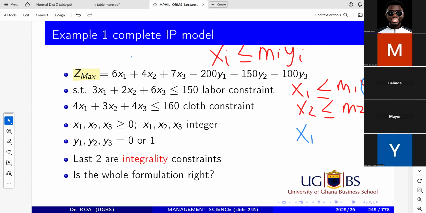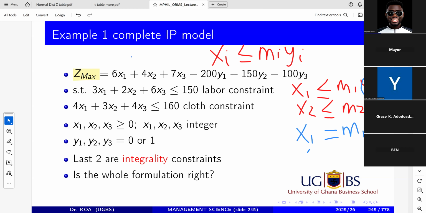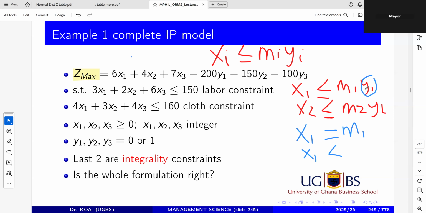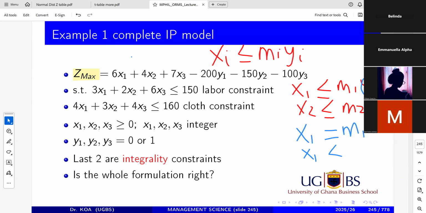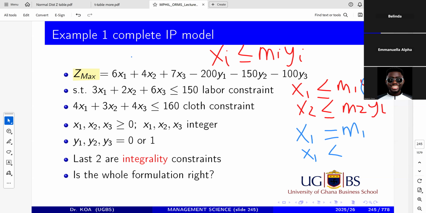So x1 will be equal to m1. Very good. Now watch this. And x1 will be less than what? If I don't break this thing down like this, you won't understand. X1 will be less than what? M1. Very good. Pay attention, everybody. It's just breaking down the same thing.